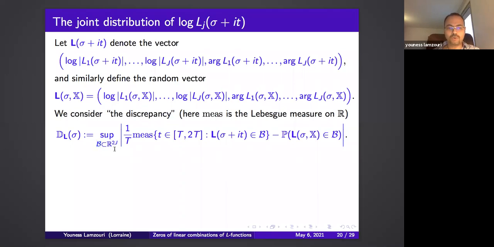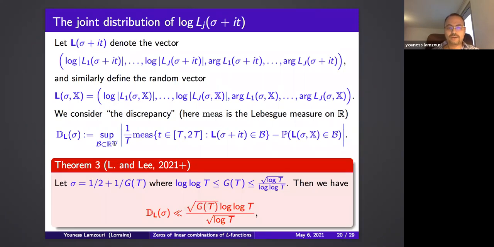So the supremum over all these boxes of the normalized Lebesgue measure of points t in some dyadic interval, from capital T to 2T, for which your vector of L values lies in your box. And then you subtract the corresponding probability that the random vector lies in this box. You want a bound on this difference, but uniformly over all boxes. That's what we call the discrepancy.